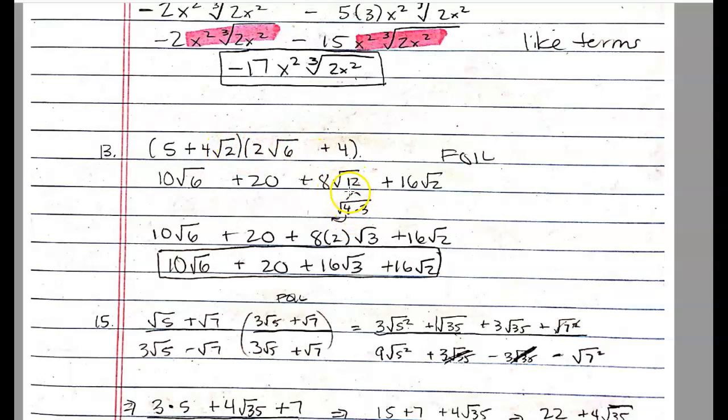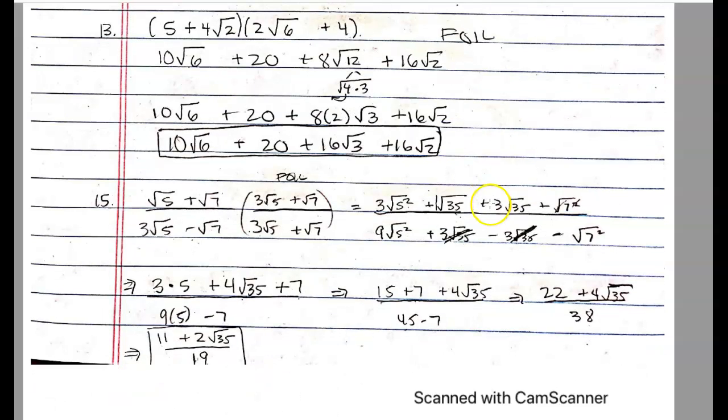Now in the next line of work, I'm going to simplify because 12 is 4 times 3. Square root of 4 is 2. 8 times 2 is 16. But let's do the last one. 4 times 4 is 16 times the square root of 2. Now, this is the only one that simplified. Ended up that there wasn't any like terms.